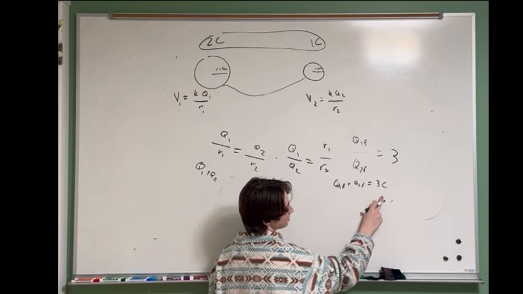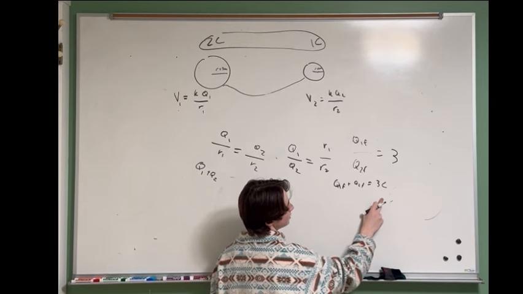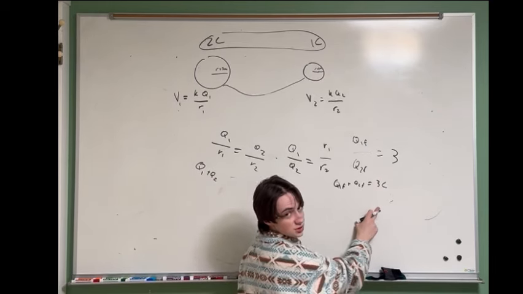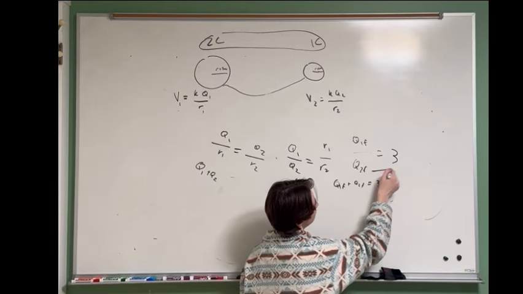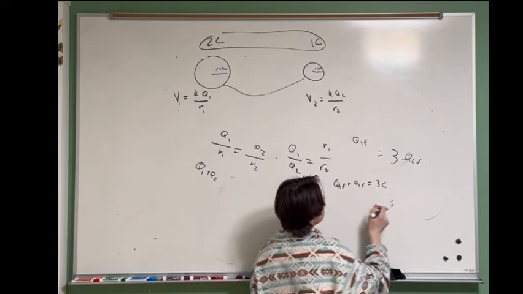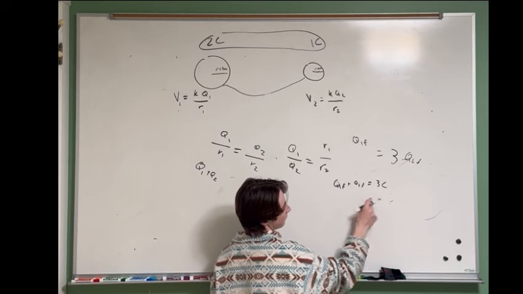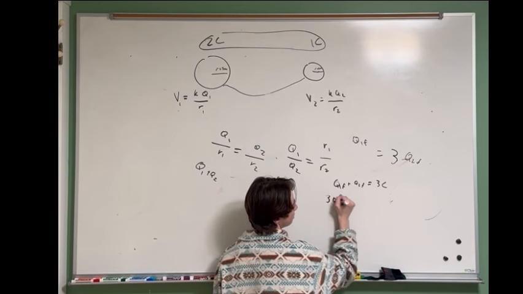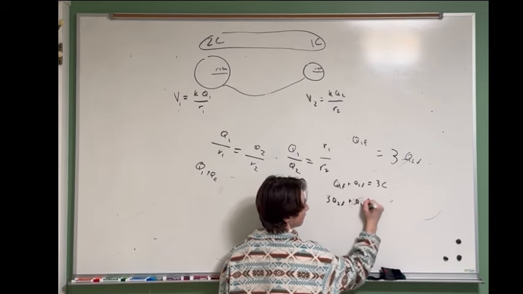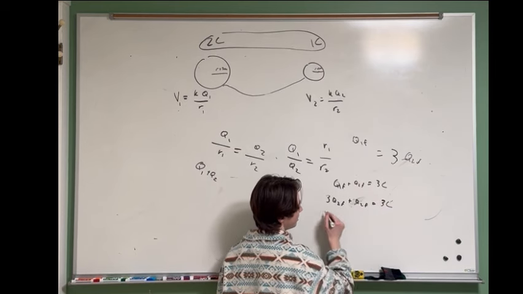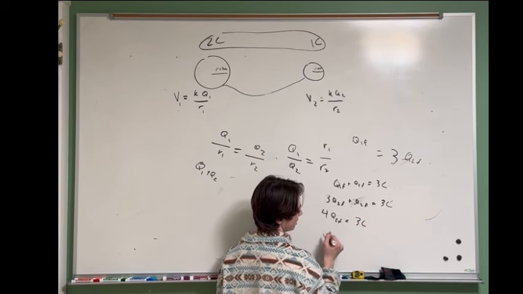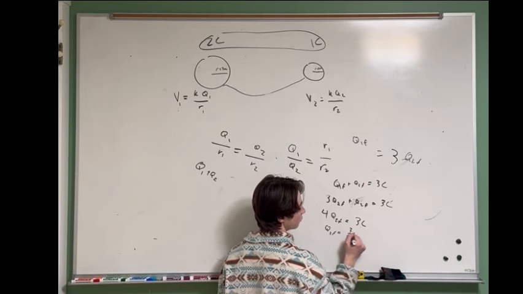And then the easiest way now to solve for QF is we will substitute in this equation for our system of equations. So if we move this over here, we have Q1F is equal to 3 times Q2F. So that means we can substitute 3 times Q2F in for Q1F. 3 Q2F plus Q2F equals 3 coulombs. So we know that 4 Q2F equals 3 coulombs, and therefore Q2F equals 3 over 4 coulombs.